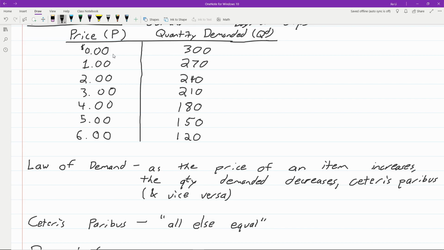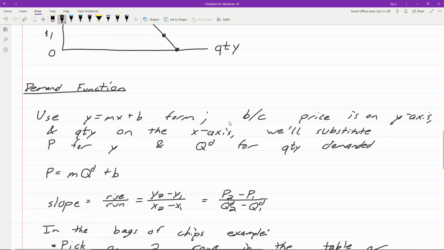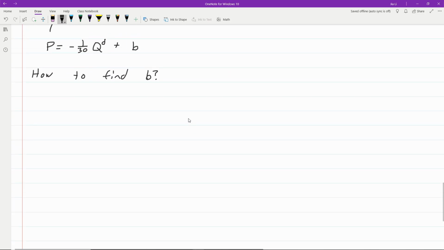To make things a little bit simpler, I'm going to pick the first row. That's going to be handy because the first row has $0 in here, and it's going to be nice to have a 0 in there. Makes things a little bit easier. So price is 0. If the price is 0, then quantity demanded is 300. So let's go ahead and substitute that into our equation here.